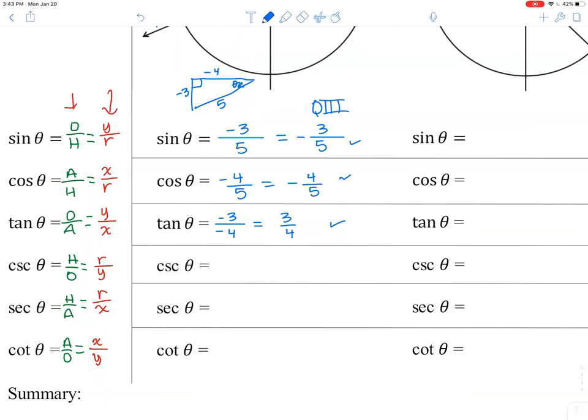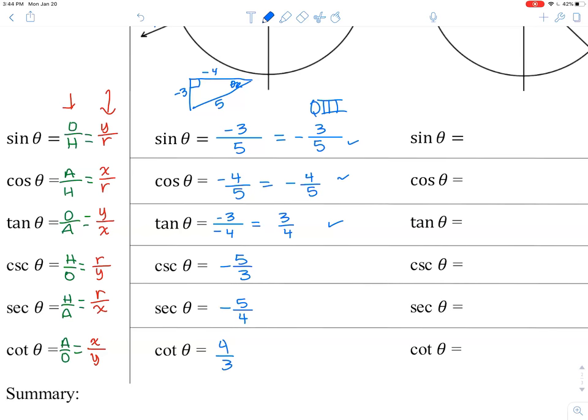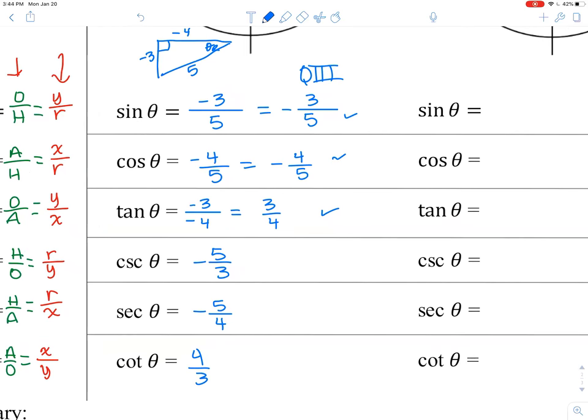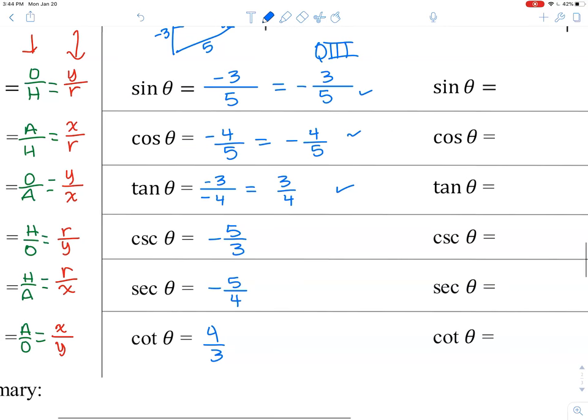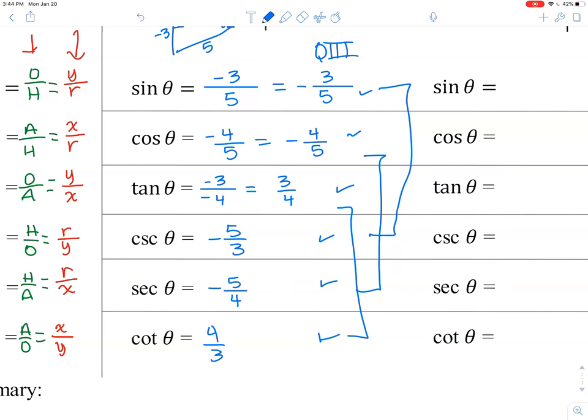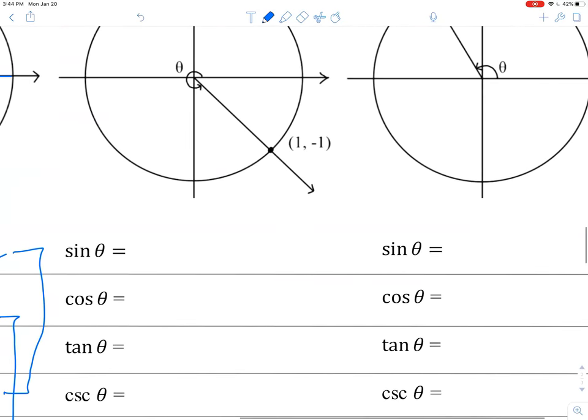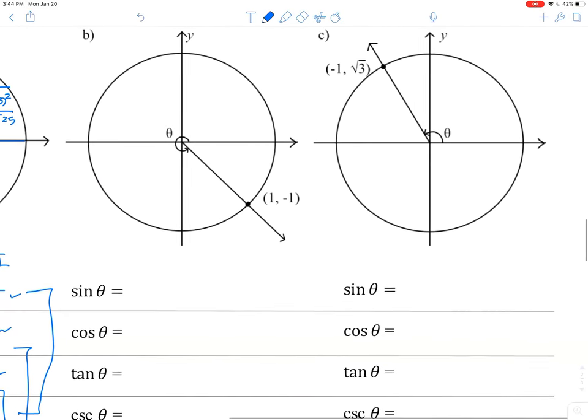All right, cosecant is just the reciprocal of sine, so that would be negative 5/3. Secant, reciprocal of cosine, negative 5/4. And cotangent is the reciprocal of tangent, so 4/3. And so you can see that you have some trig values that are negative here, and that happens in quadrant 3. Cosecant is negative, secant is negative, and cotangent is positive. And that should make sense because sine and cosecant are both negative because they're reciprocals. Cosine and secant are both negative. And then tangent and cotangent are both positive. Makes sense to me. All right, let's try another one.